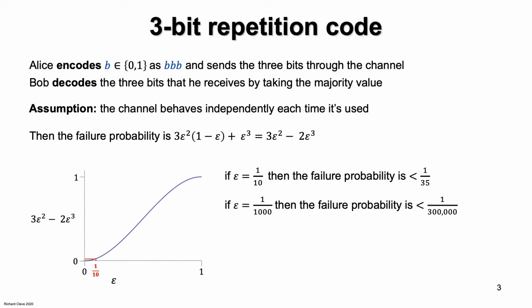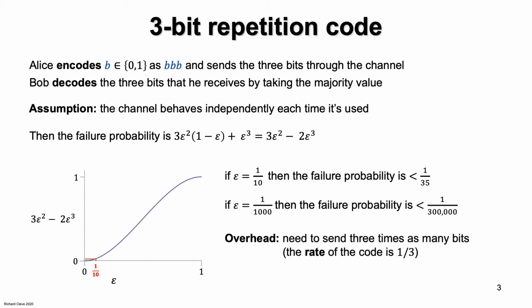What price are we paying for this improvement? The main cost is that 3 bits have to be sent instead of 1. The rate of a code is the inverse of the message expansion. The rate of this code is 1/3. Each bit of the encoding conveys 1/3 of a bit of the data to be transmitted.